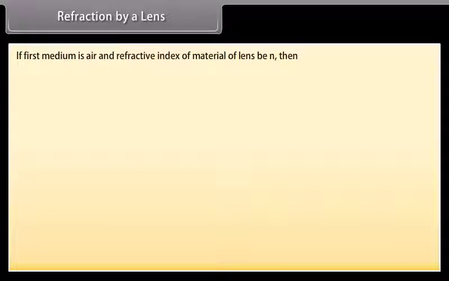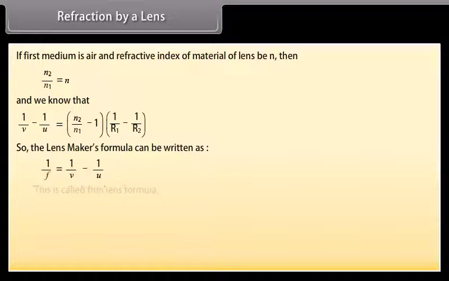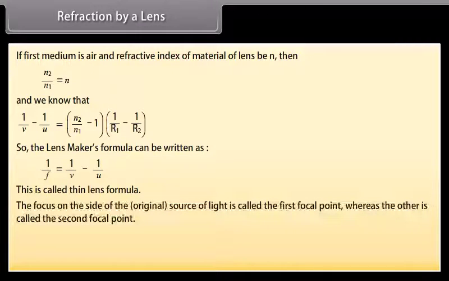If the first medium is air and refractive index of material of lens be N, then N2 upon N1 is equal to N. And we know that. So the lensmaker's formula can be written as. This is called thin lens formula. The focus on the side of the source of light is called the first focal point, whereas the other is called the second focal point.